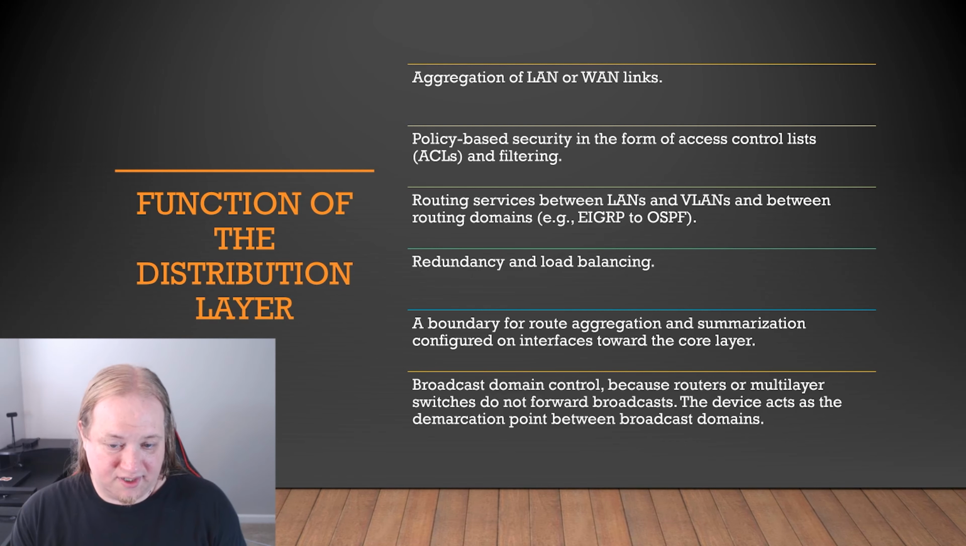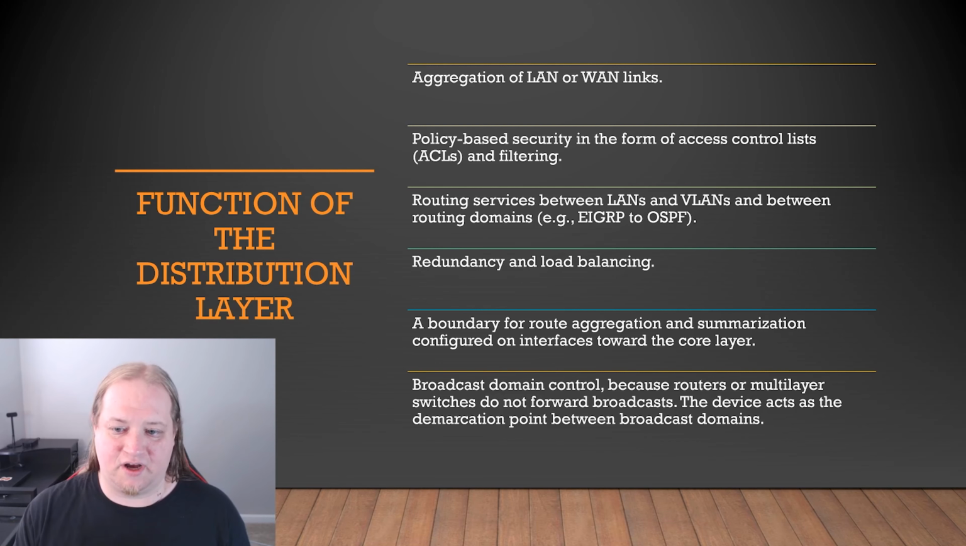Oftentimes, you're going to have 2 or more distribution switches per access zone, per distribution zone. You'll have 2, as you saw in the diagram on the previous slide. So you have redundancy and load balancing. You want to utilize all of these because of all the services that are running. This is also your boundary for route aggregation and summarization. You want to plan your VLANs so that your internal VLANs are all kind of in the same block, so that your router at the very top of this area can summarize that route.